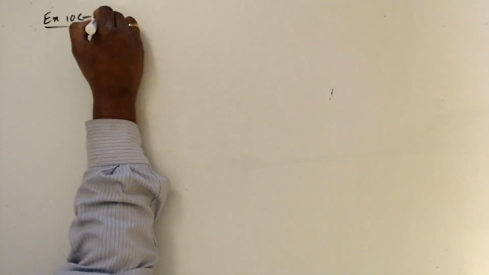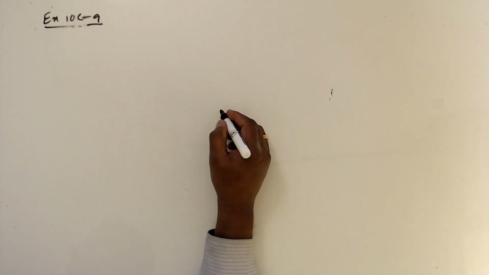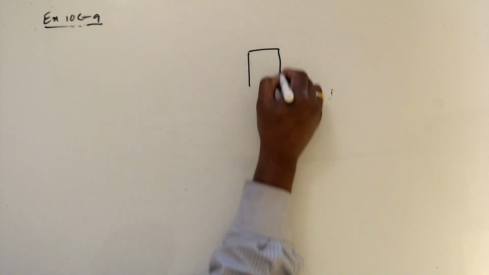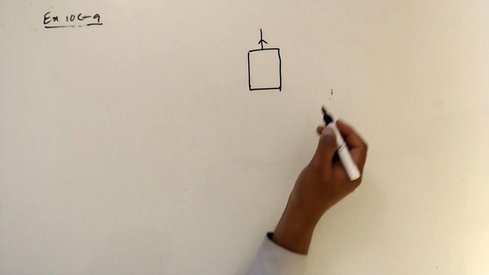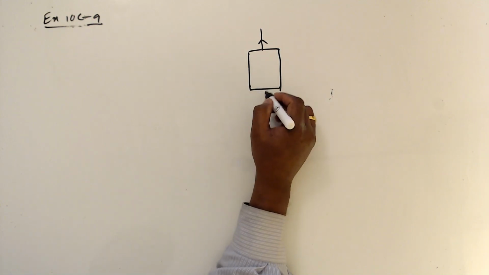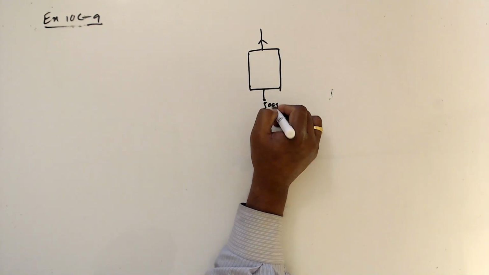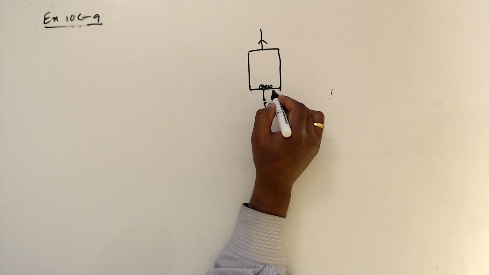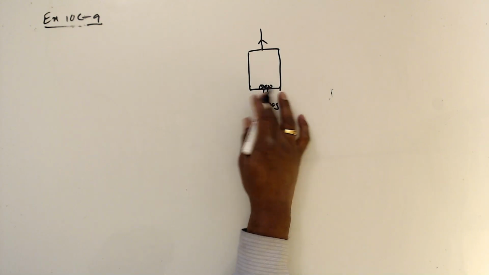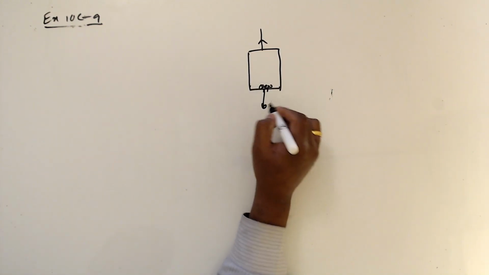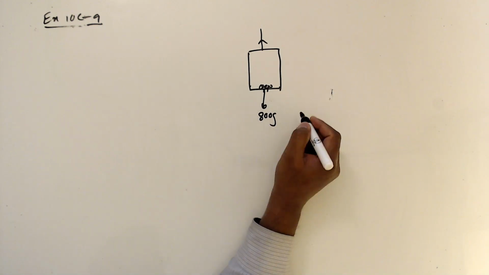Question number 9. A lift of mass 500 kg is raised by means of a cable. So this is a lift, it has a cable attached, and this is 500 kg weight, and there are people, so that weight is 300, or total is 500 plus 300, so I can represent it as 800.